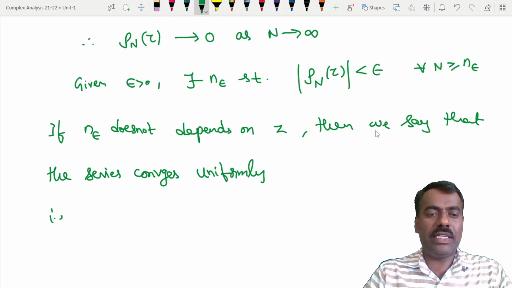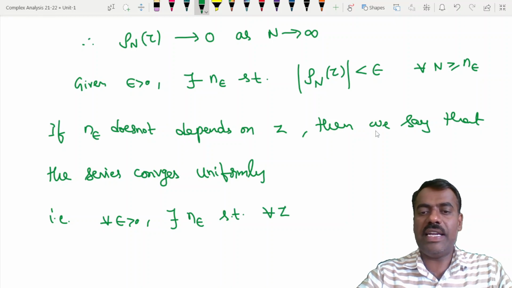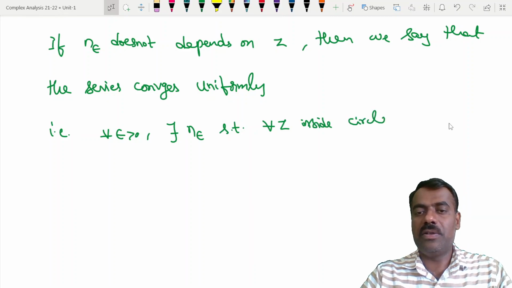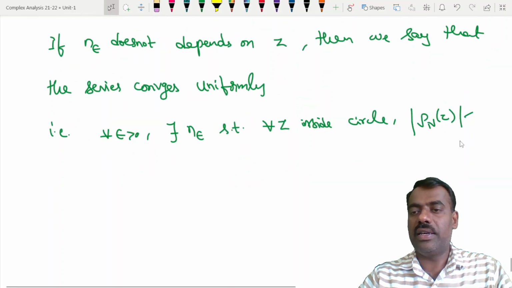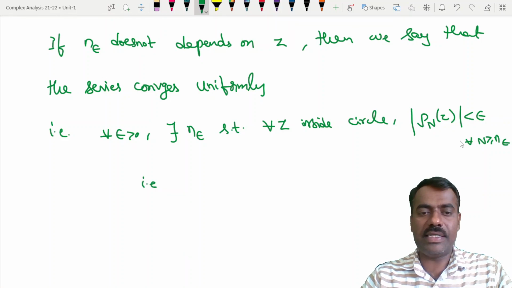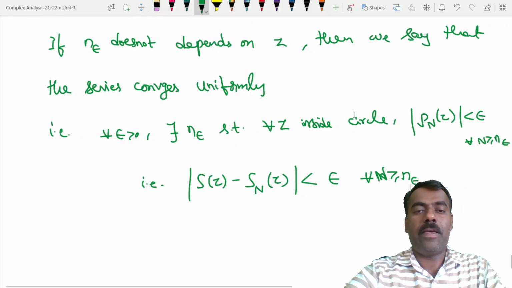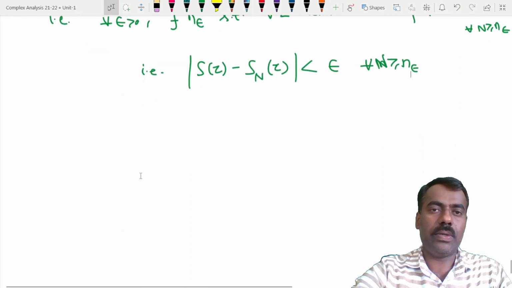What is the meaning of that? Given epsilon greater than 0, there exists N epsilon such that for all z in that disk inside the circle, modulus of rho n of z is less than epsilon, for all n greater than or equal to N epsilon. That is the same as saying modulus of s of z minus Sn of z is less than epsilon for all n greater than or equal to N epsilon. If this N epsilon does not depend on z, then we say it is uniform convergence. Fine.